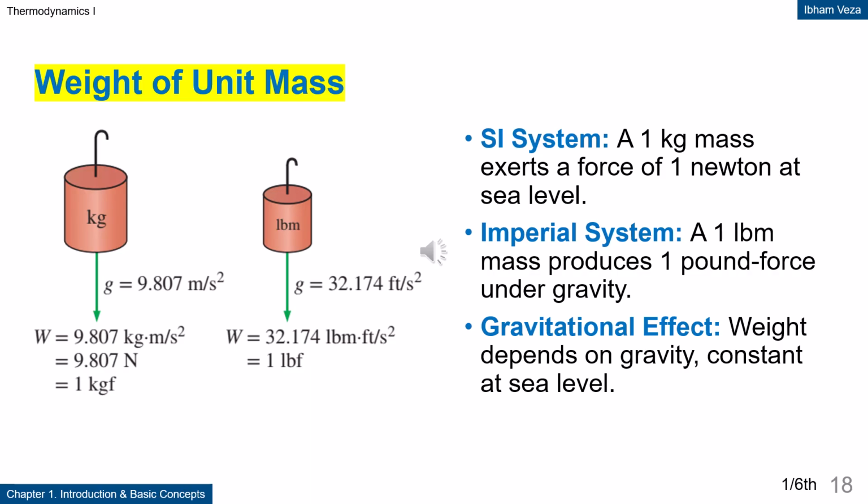Weight of unit mass. The weight of a unit mass is defined based on gravity at Earth's surface. In the SI system, a 1 kilogram mass has a weight of about 9.807 newtons. In the imperial system, a 1 lbm mass has a weight of 1 lbf under standard conditions. This shows that weight depends on the value of gravitational acceleration. This concept is important for understanding the difference between mass and weight.